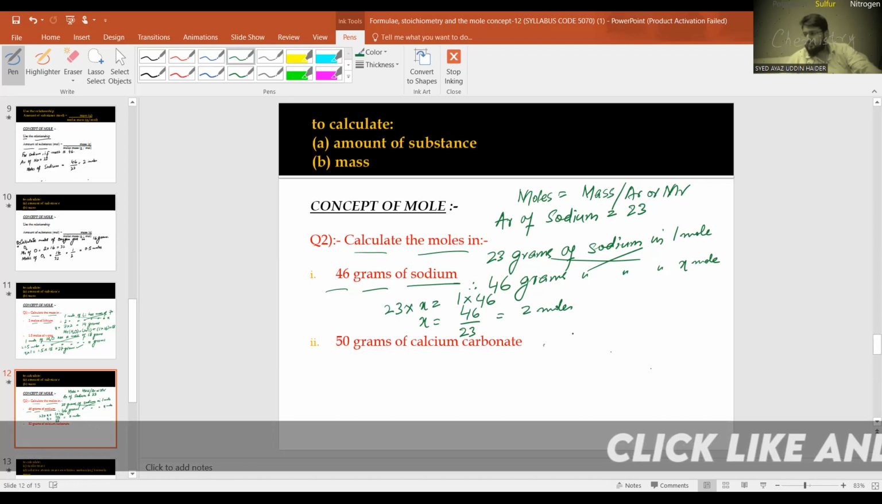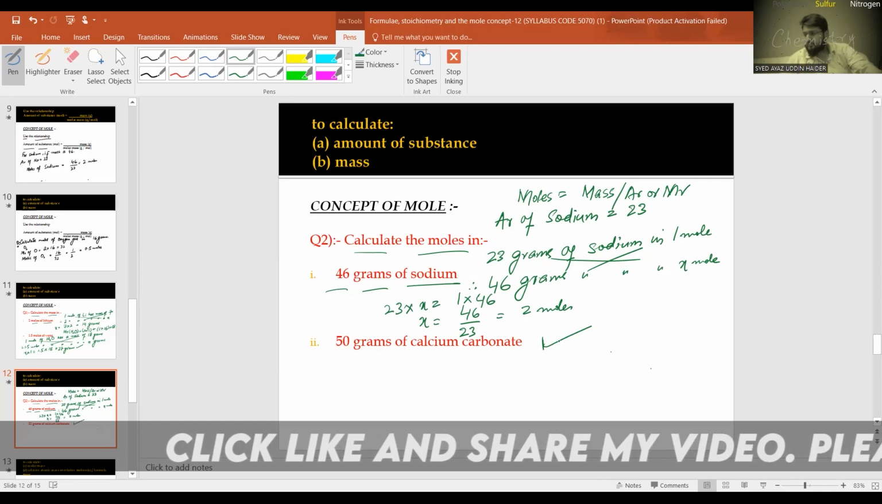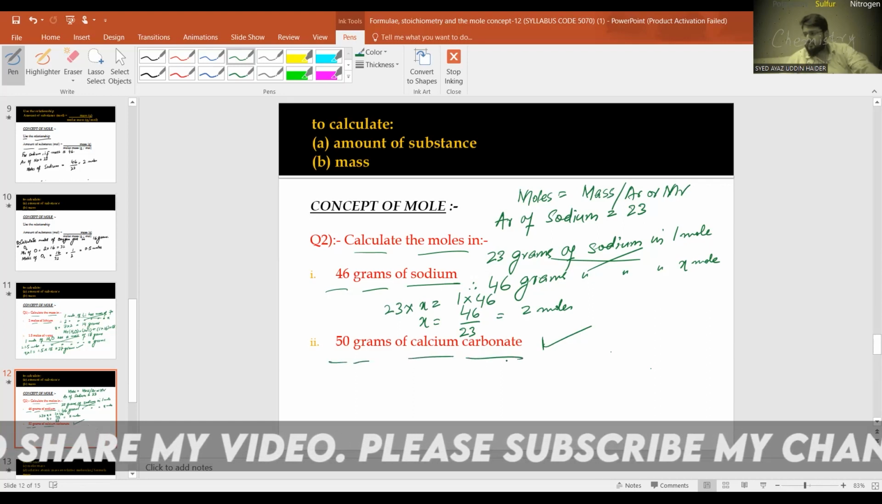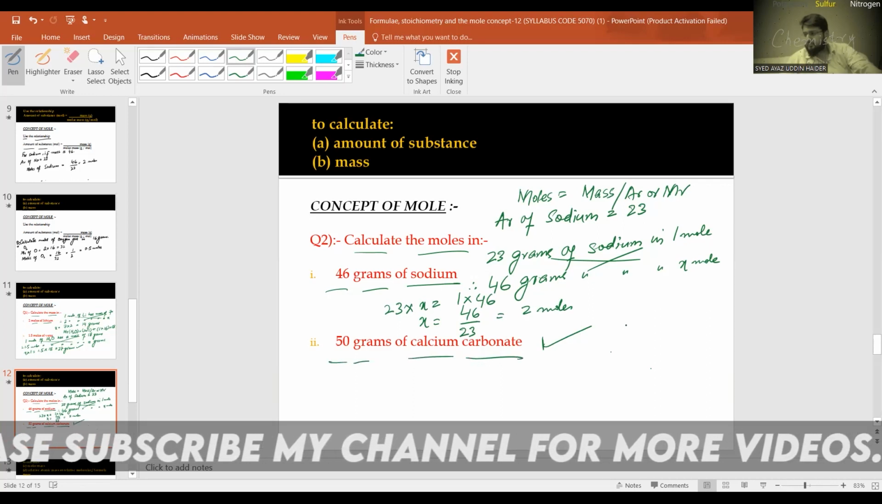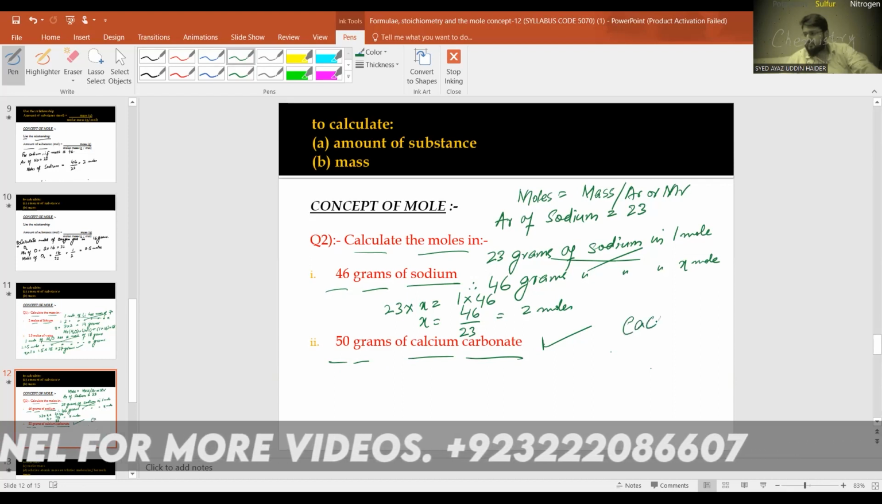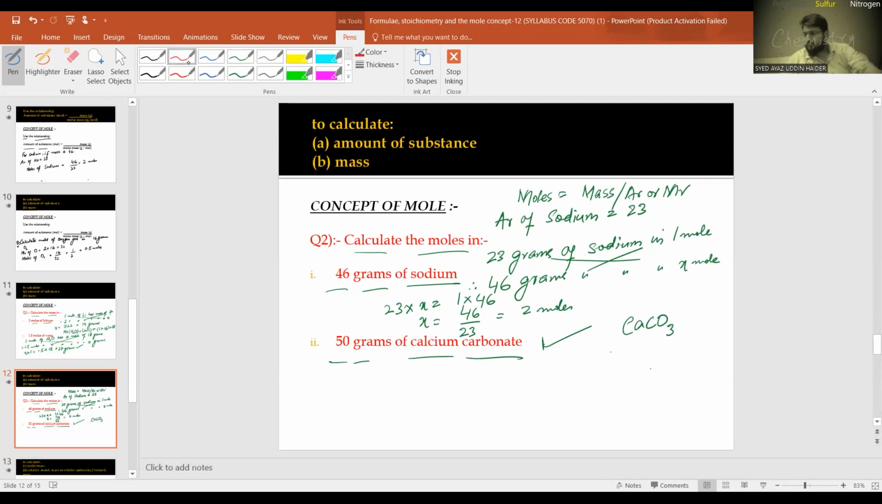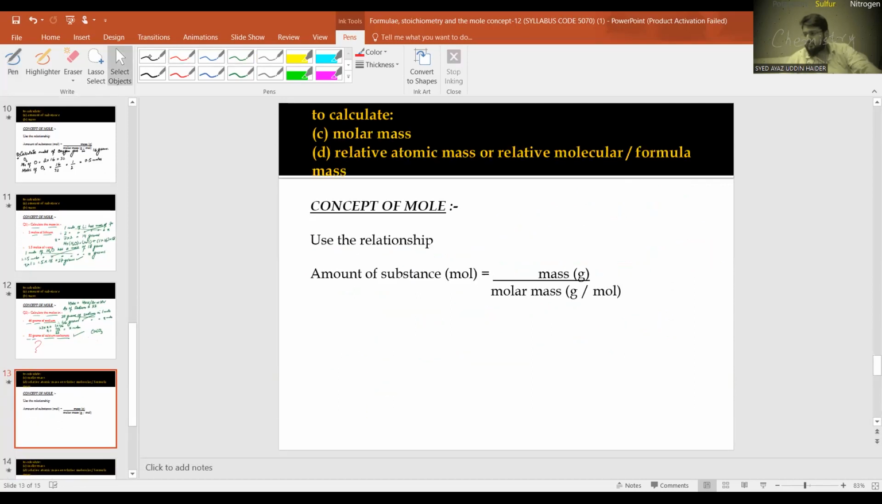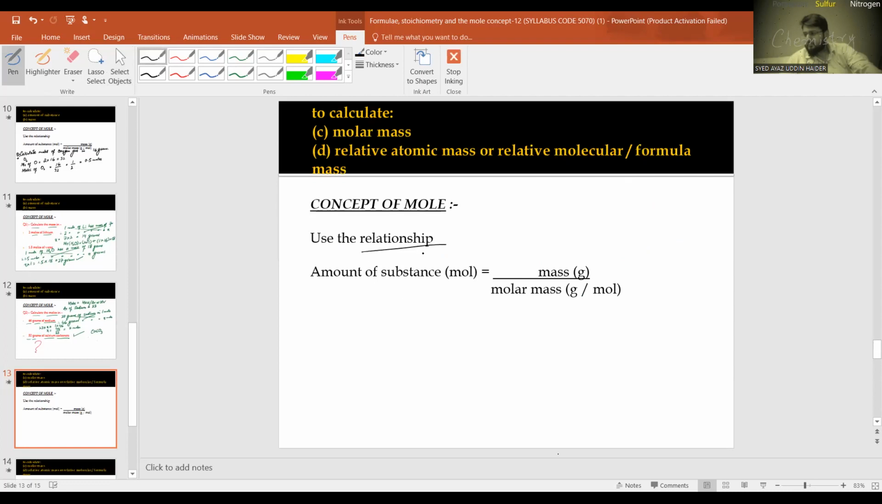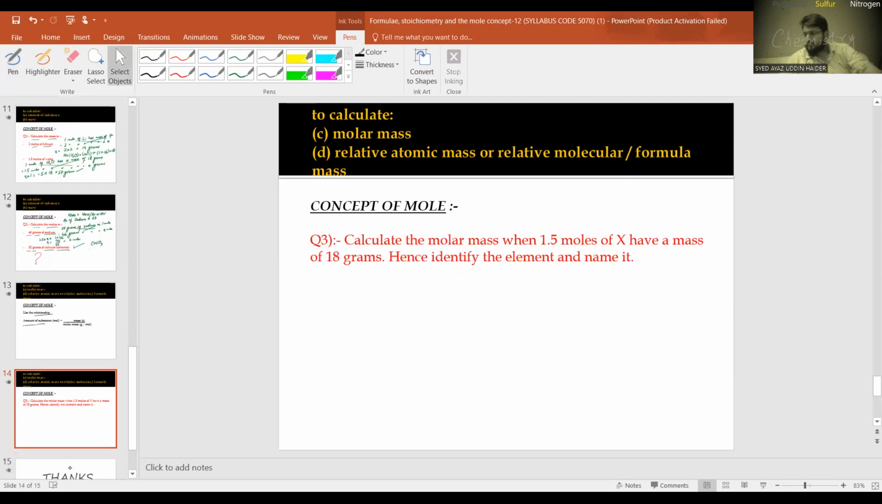Do this by yourself. 50 grams of calcium carbonate. The formula for calcium carbonate is CaCO3. Now using the relationship, amount of substance is mass by molar mass, to find the moles. We have a last question.